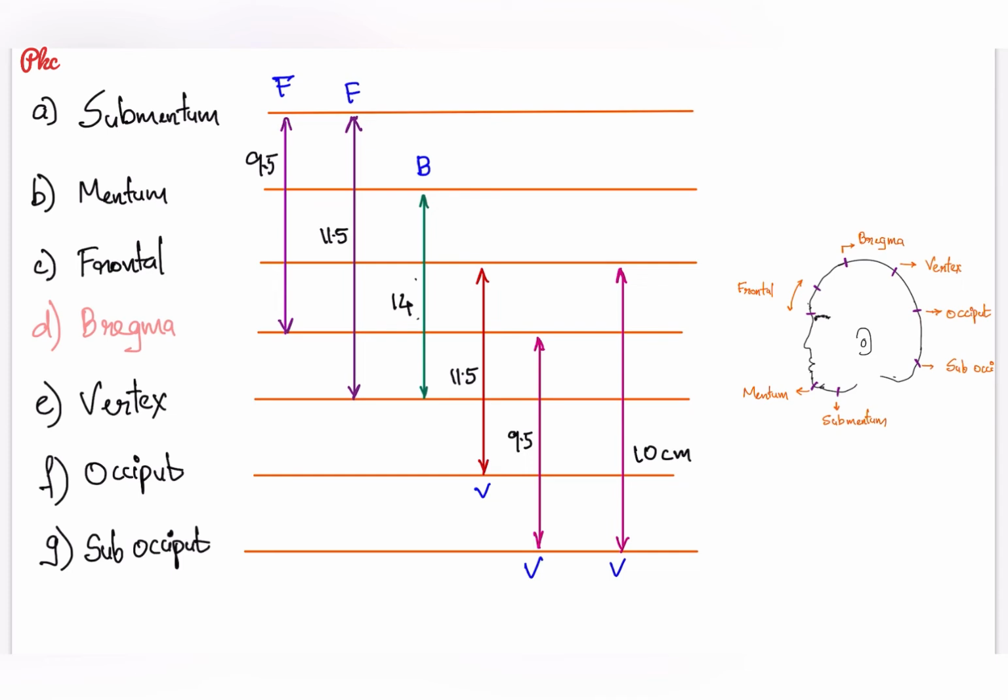Now we'll try to remember the lengths of each of these. The one thing that we must remember is the longest AP diameter is the mentovertical, that is 14 centimeters. From there we'll go to either side: 11.5, 11.5. Next to it is 9.5, 9.5. And lastly, suboccipitofrontal. You will see an O in frontal, so it is O, 10 centimeters. So that's all about the lengths of these anterior posterior diameters.